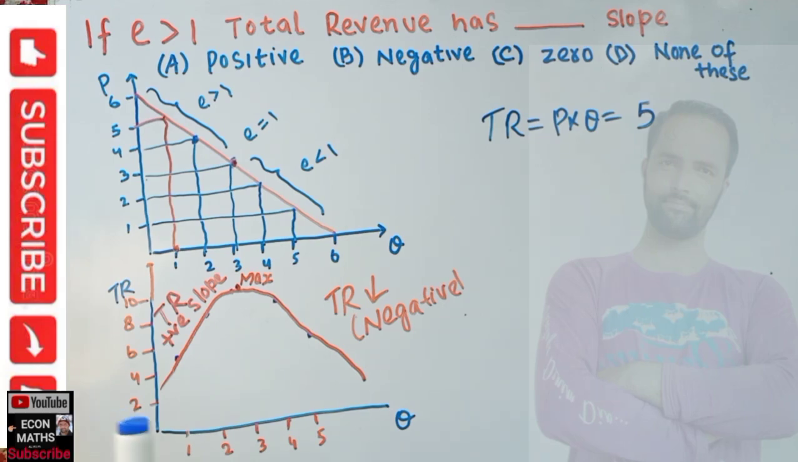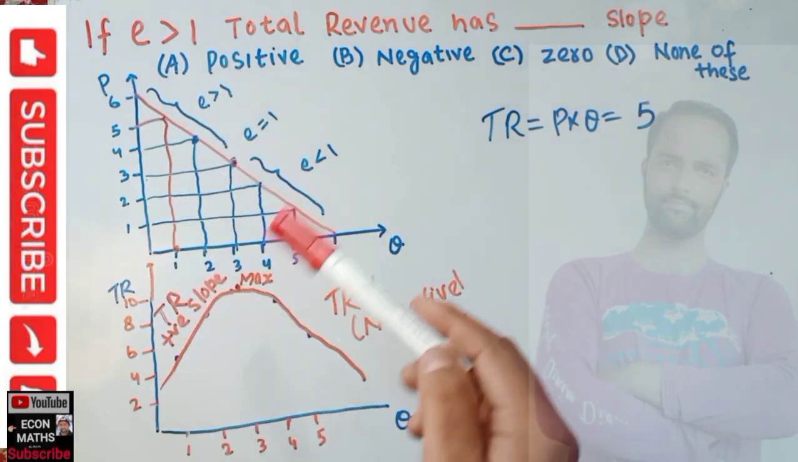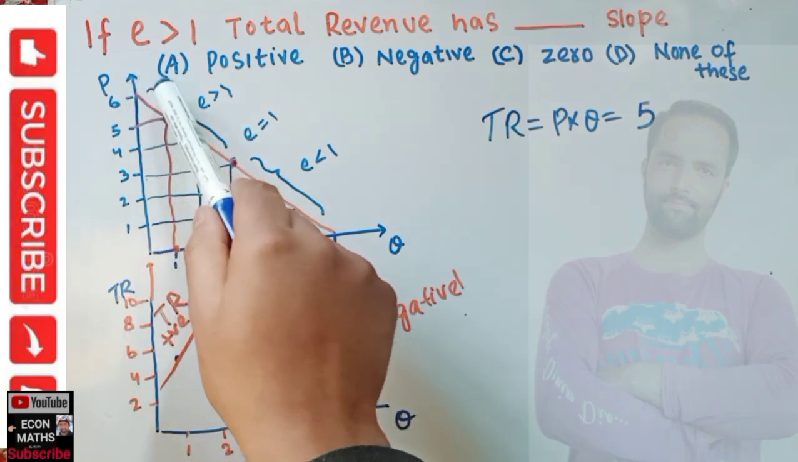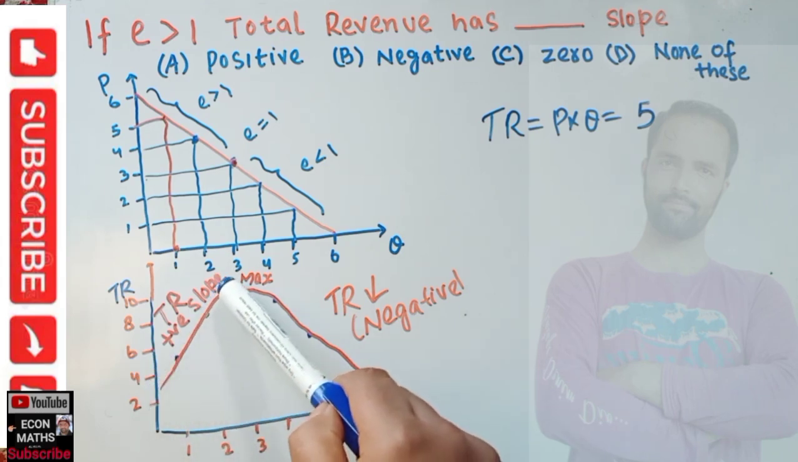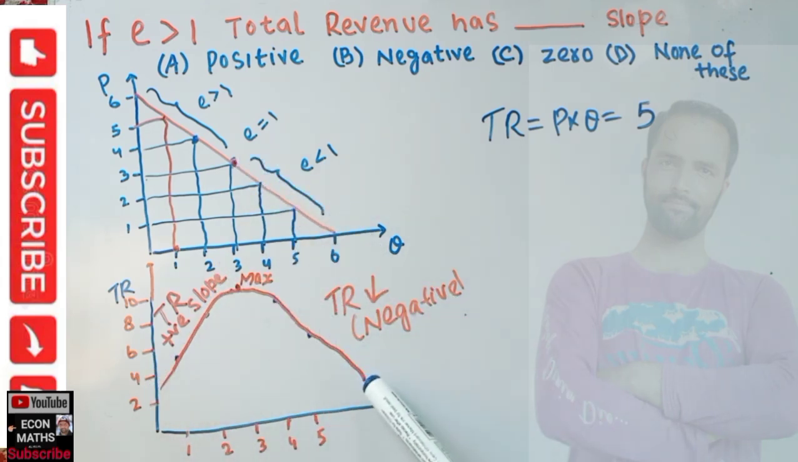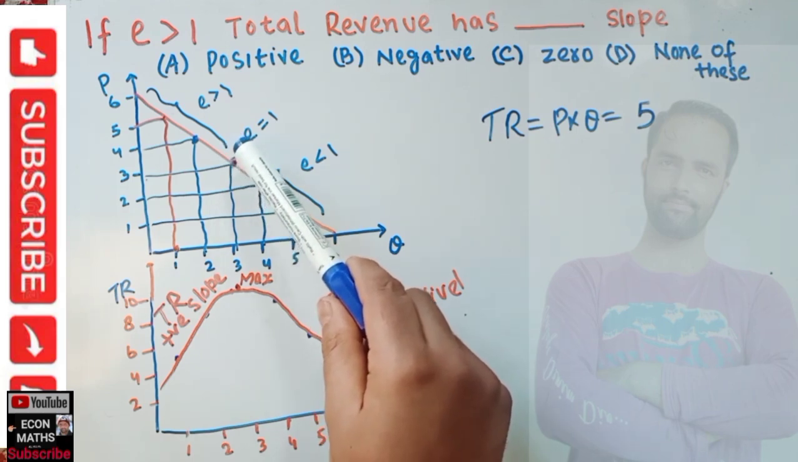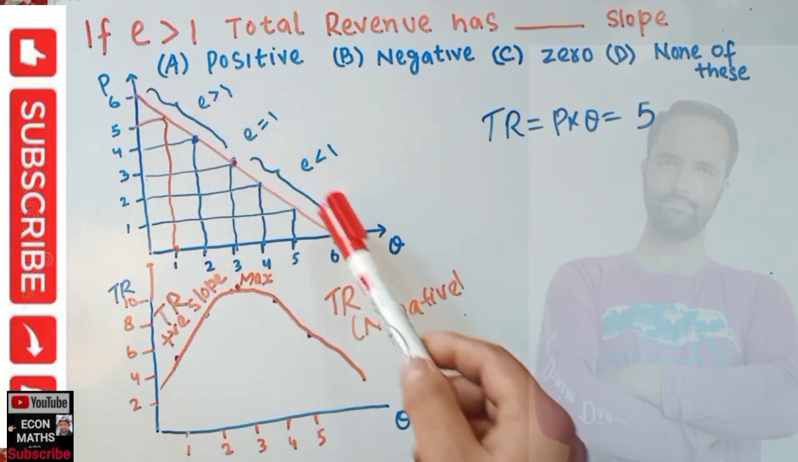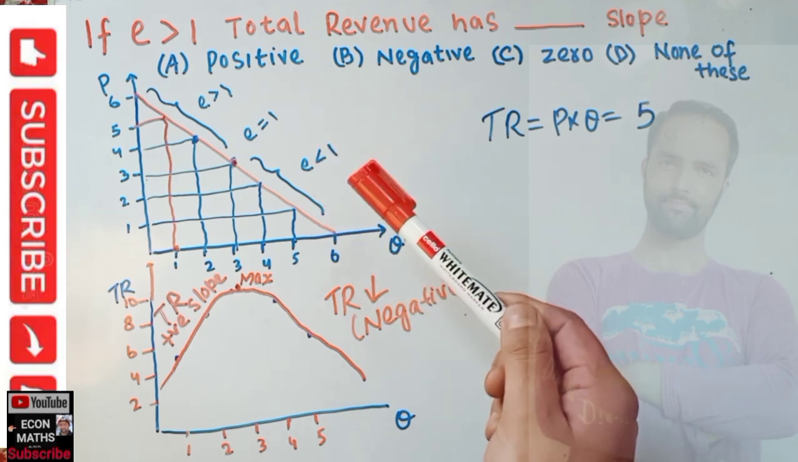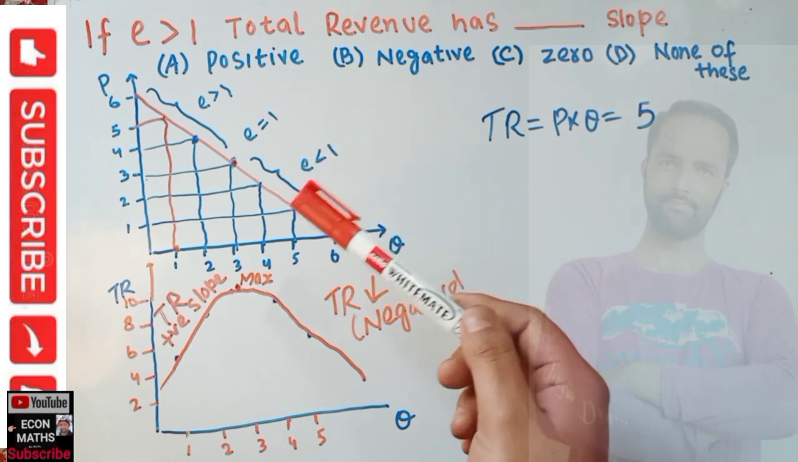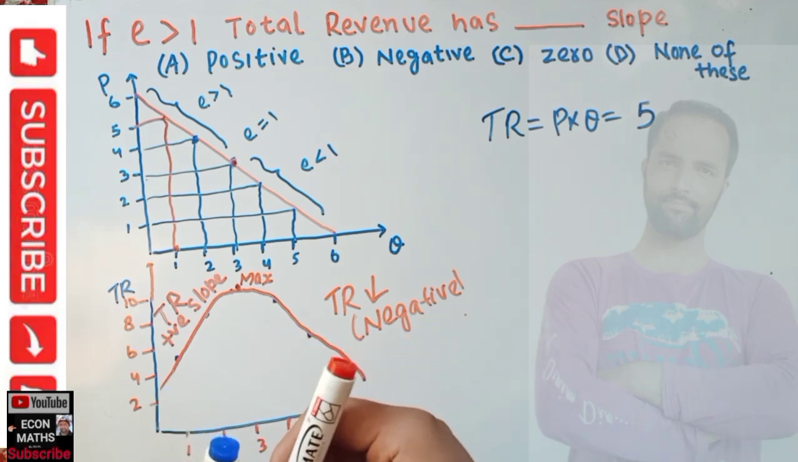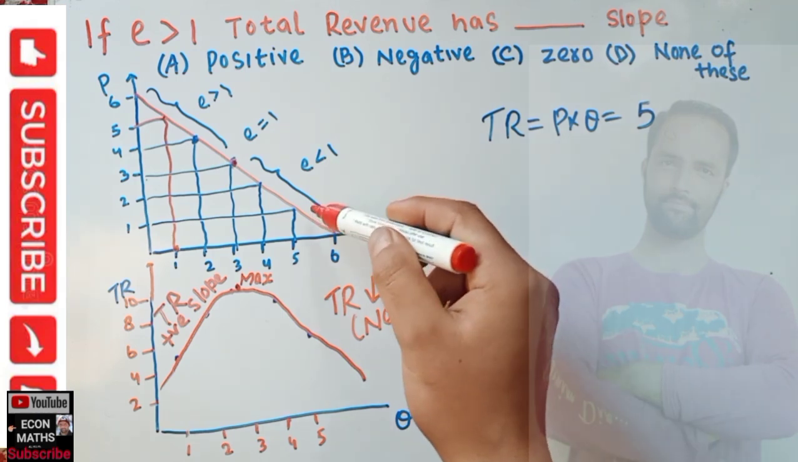So the question was, if elasticity is greater than 1, total revenue has what slope? We can see when we are at this portion, the total revenue will increase. When we are at this portion, total revenue will decrease. And when we have unit elastic demand, we have total revenue maximum. If you are wondering how the elasticity changes, I have explained it in an earlier video in clear terms: how the elasticity of a linear demand curve changes along the different points on this demand curve.